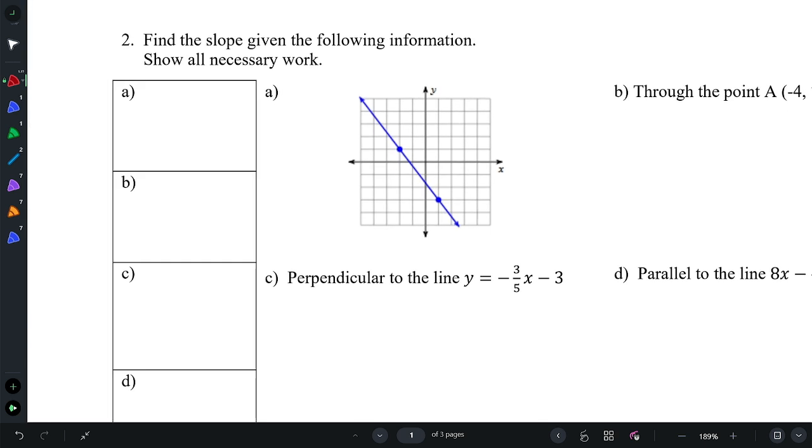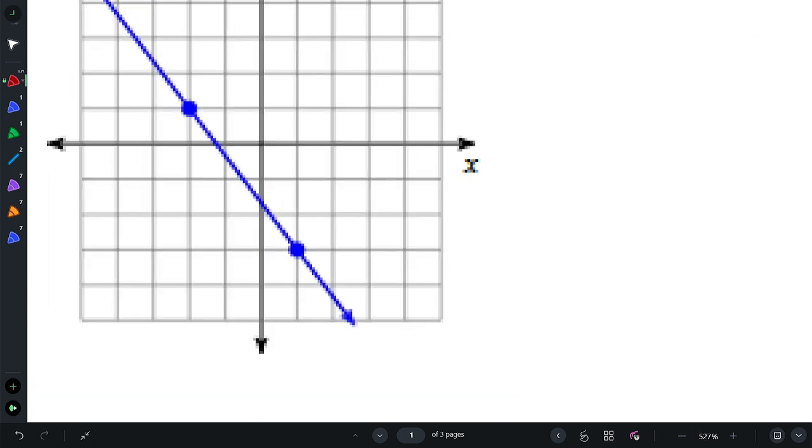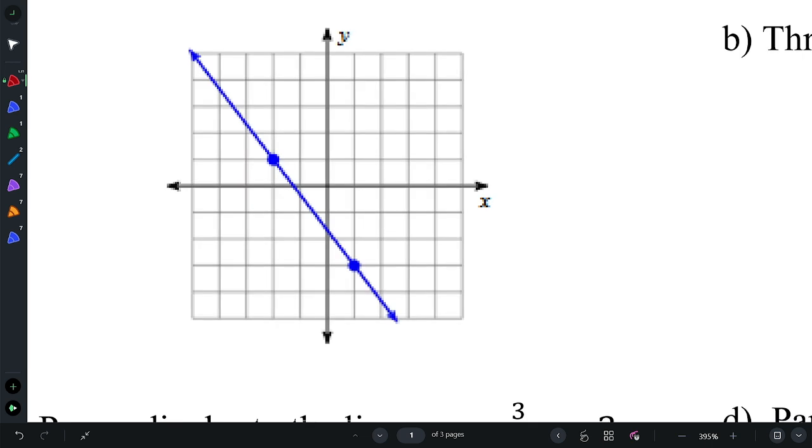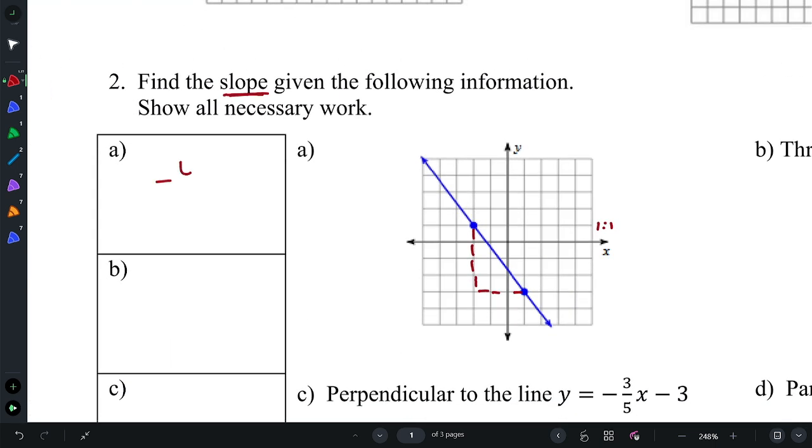Next, find the slope of the following. So it's only asking for the slope for each of these. For here, I don't know anything about the scale. I feel like you've really let me down, Mr. Roberts. So I'm just going to assume that 1 square equals 1 unit. I'm going to say the slope is 1, 2, 3, 4 down and 1, 2, 3 over. So it looks like my slope is negative 4/3, down 4 units over 3 units.